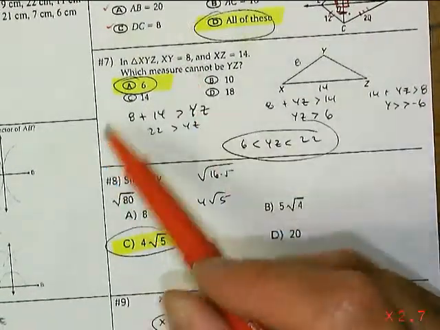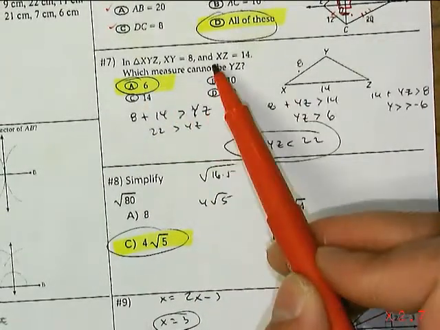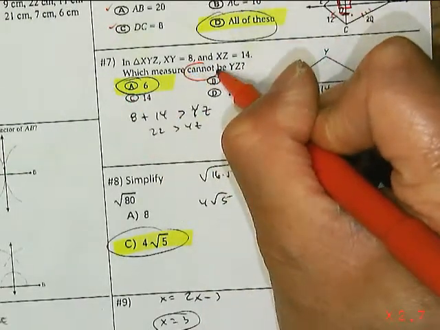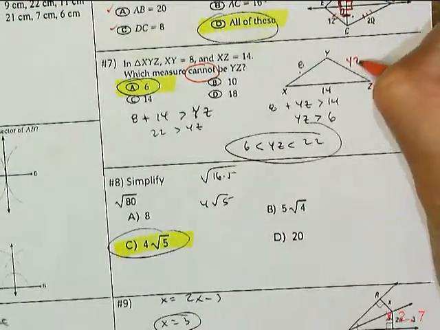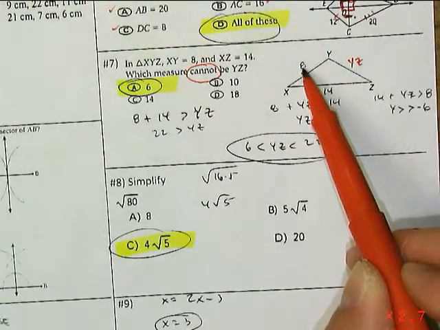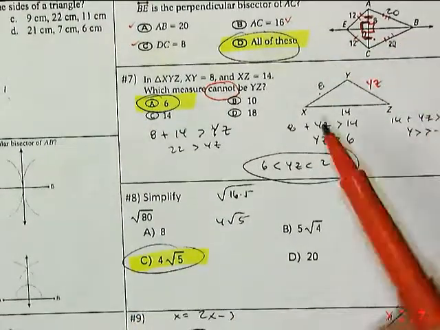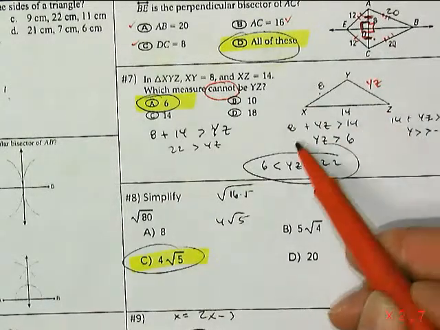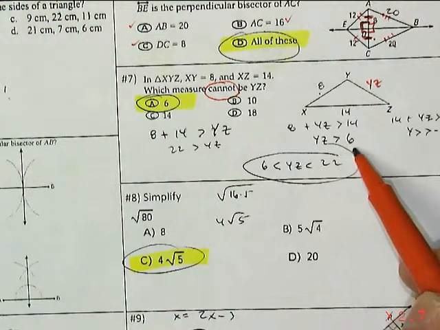Question number 7. In triangle XYZ, XY is 8, so I put 8 there. XZ is 14. What measure cannot be YZ? So this is YZ, and I'm going to use triangle inequality. I add 2 sides of the triangle, and it must be greater than the third side. So 8 plus 14, that's 22. 8 plus YZ must be greater than 14. Subtract 8, YZ is greater than 6.